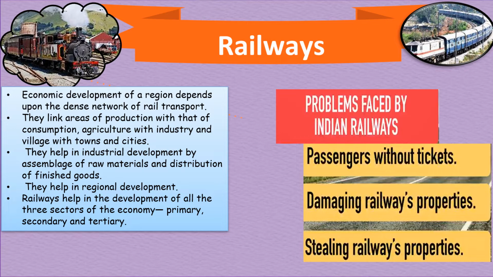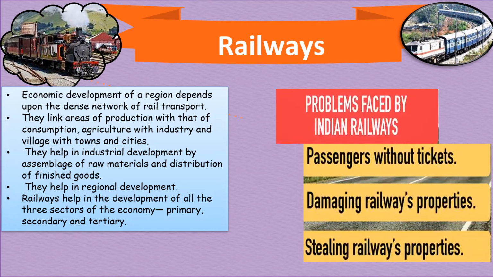Number 3, they also help in the development of the three sectors, that is the primary, the secondary, and the tertiary. Number 4, they help in industrial development by assembling raw materials and distributing finished goods. And the last one, number 5, they help in regional development. Now let's look at what are the problems faced by the railways.